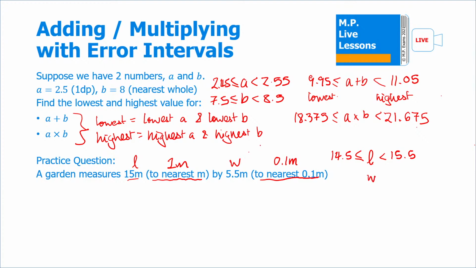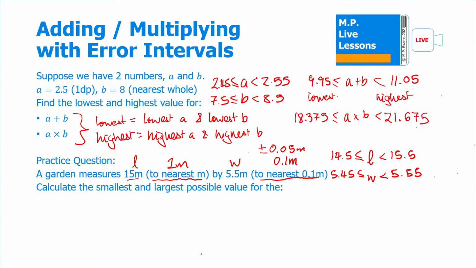We'll do something similar for the width. So half a unit will be 0.05. So we add this or subtract this. So the lowest or shortest width possible was 5.45. And then the largest possible width was 5.55. So calculate the smallest and largest possible area and perimeter.